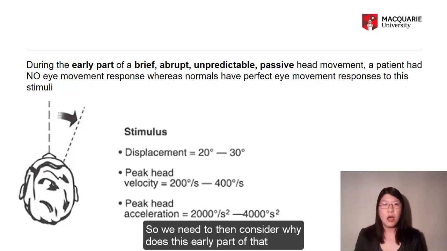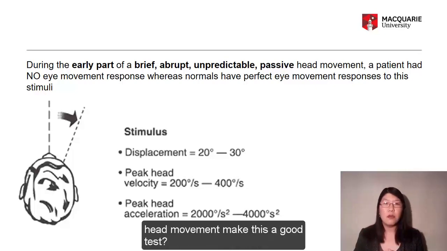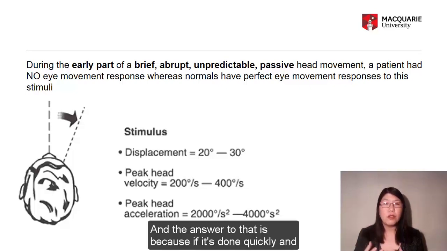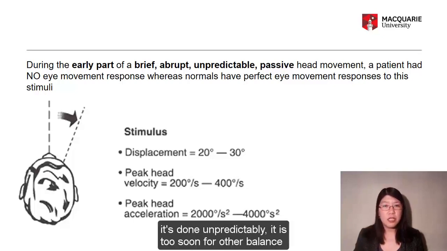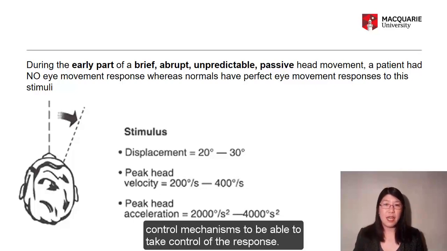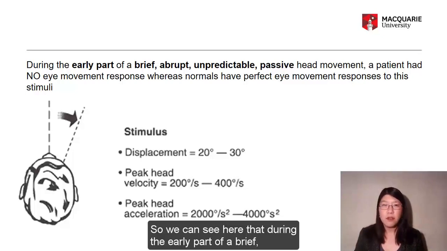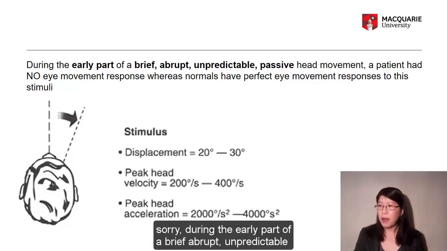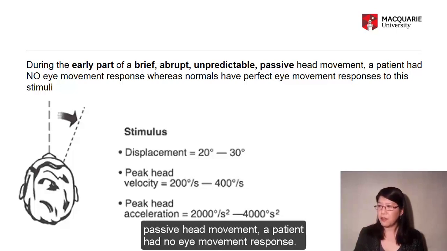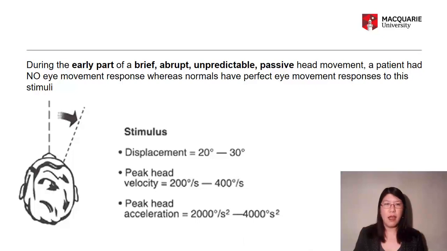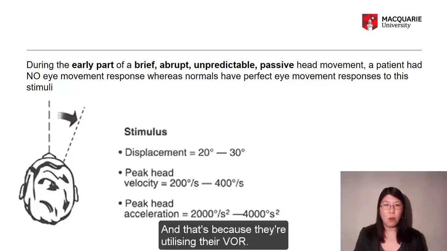So we need to then consider, why does this early part of that head movement make this a good test? The answer is because if it's done quickly and unpredictably, it is too soon for other balance control mechanisms to be able to take control of the response. So we can see here that during the early part of a brief, abrupt, unpredictable passive head movement, a patient had no eye movement response, whereas normals have perfect eye movement responses to this stimulus. And that's because they're utilizing their VOR.